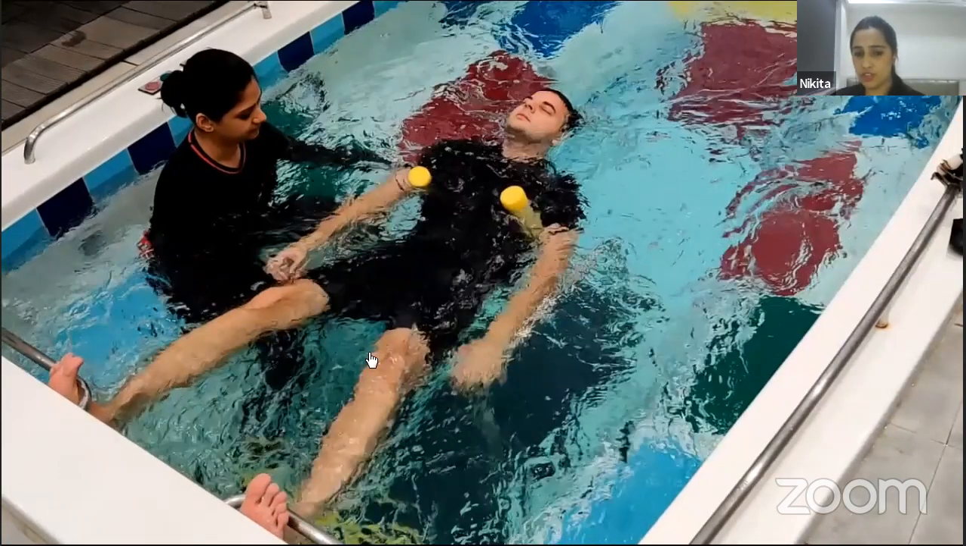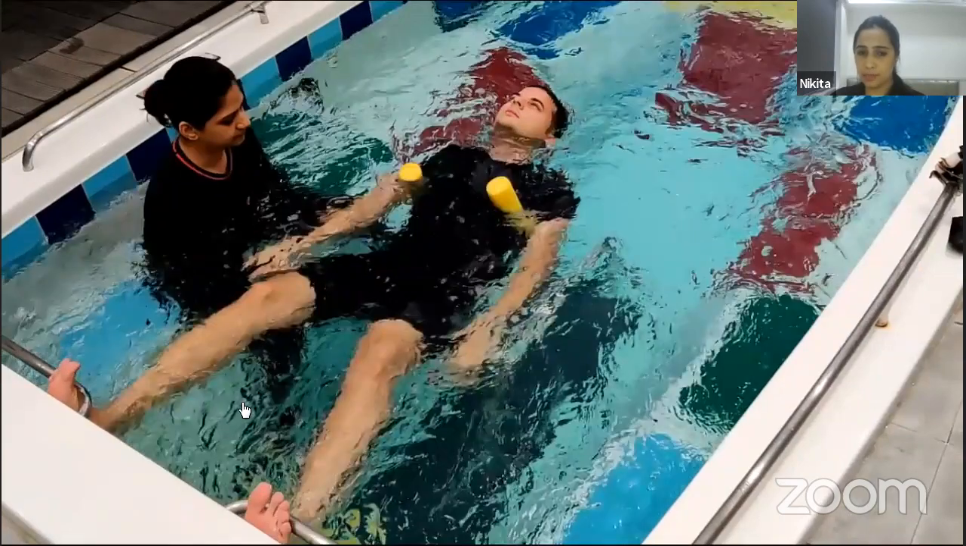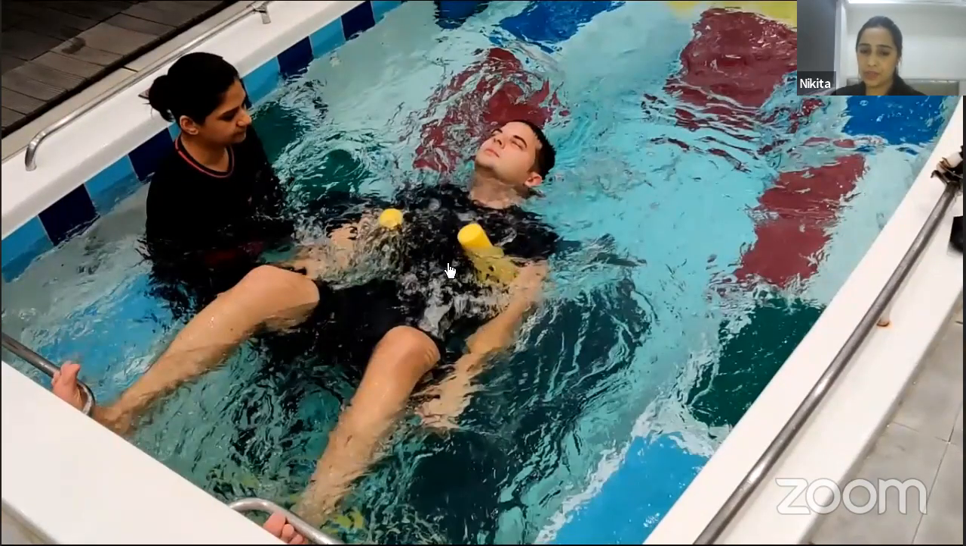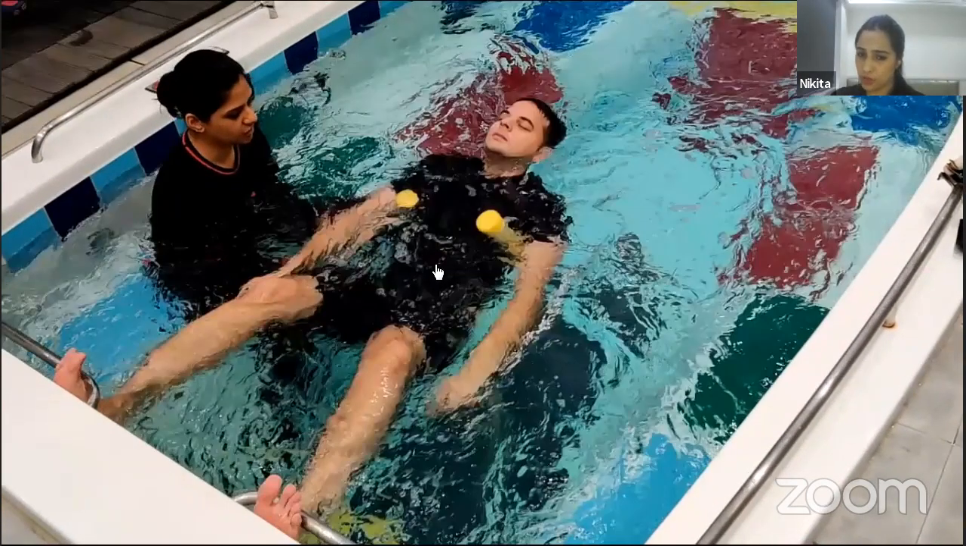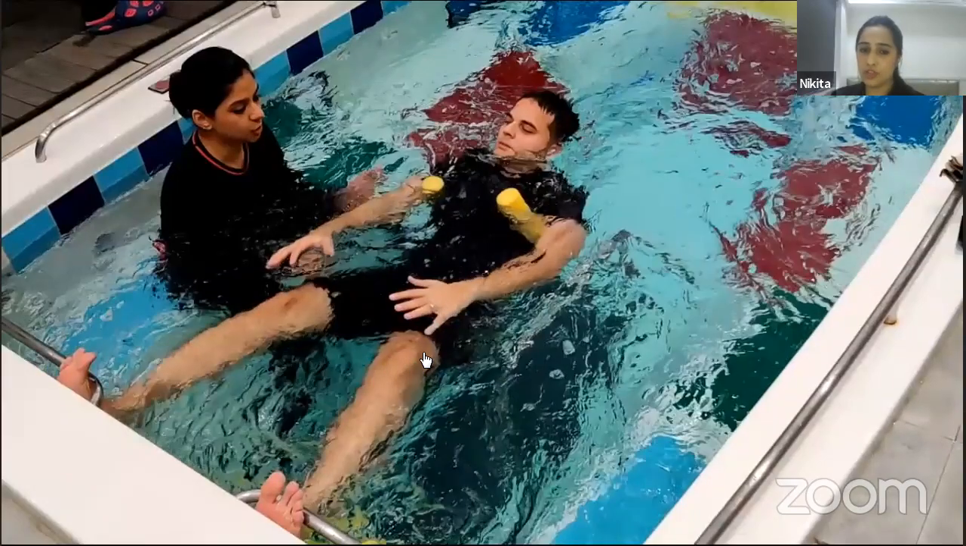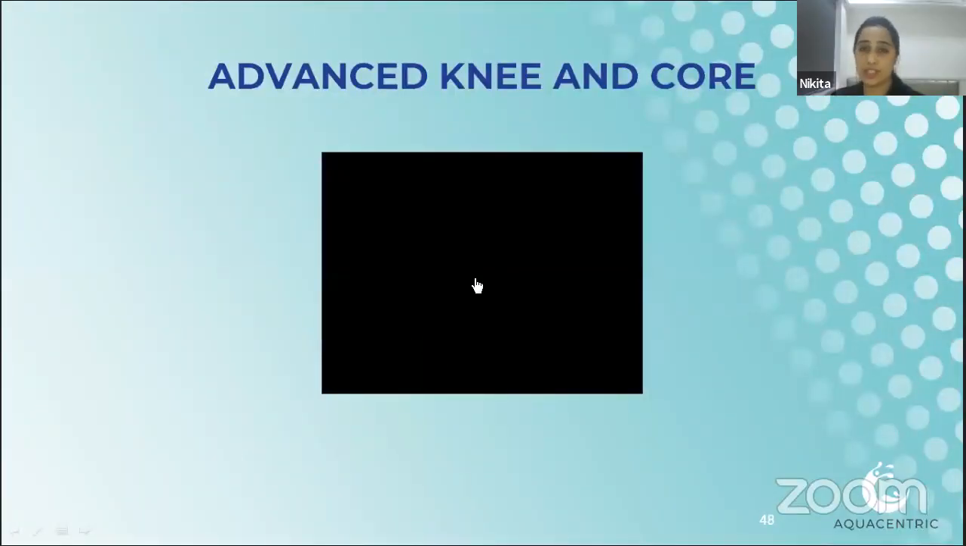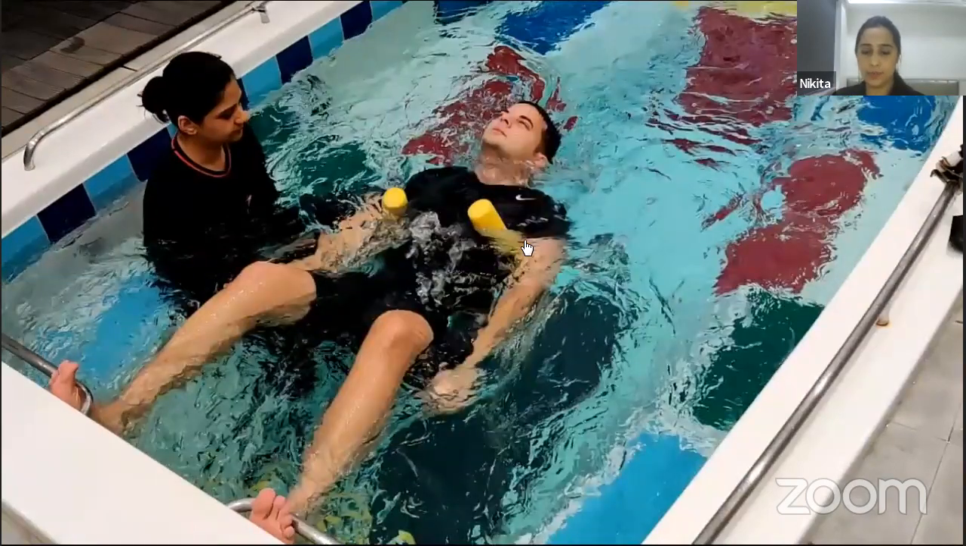This is providing good resistance again because of the turbulence of water. Now you will do crunches, that is, activation of the core. Apart from that, there's good activation of your knee musculature. So it's advanced knee and core there. We can target both.